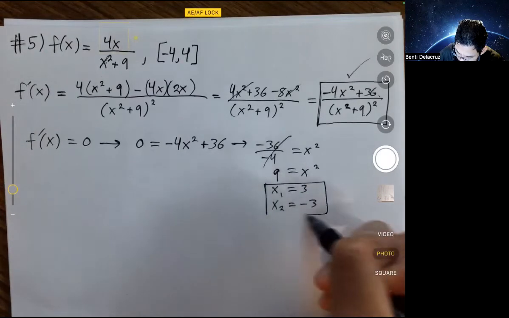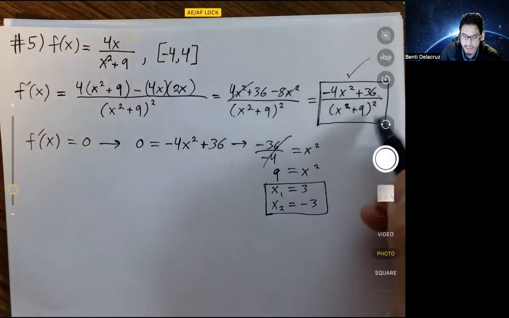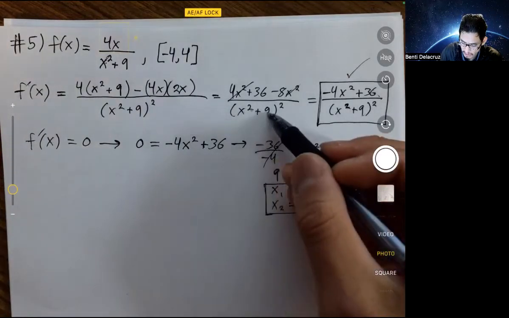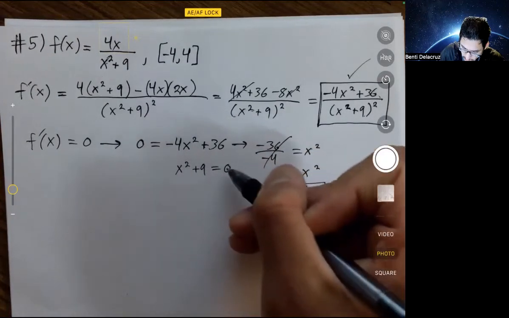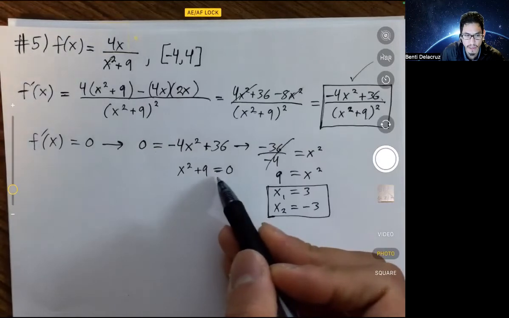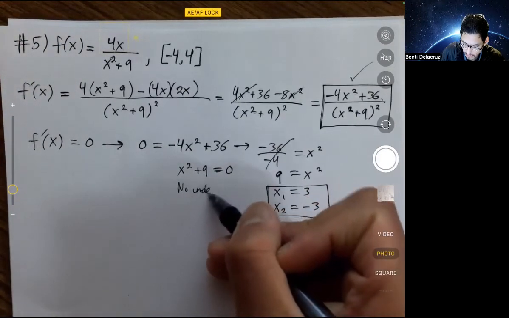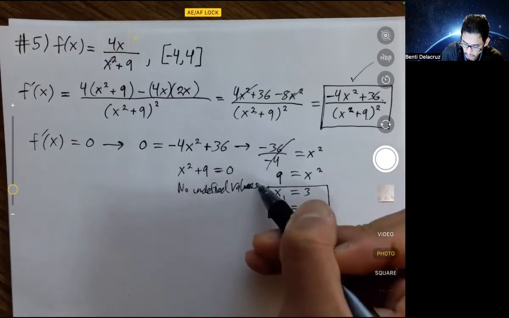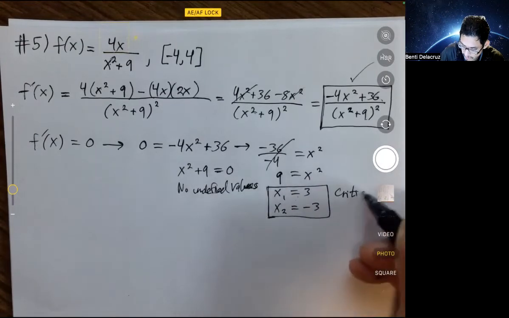So we want to test these. These are our critical values. And then, it's undefined when the denominator equals 0. So can you make x squared plus 9 equal 0? And this is nowhere. So there are no undefined values. So these will be our critical values.